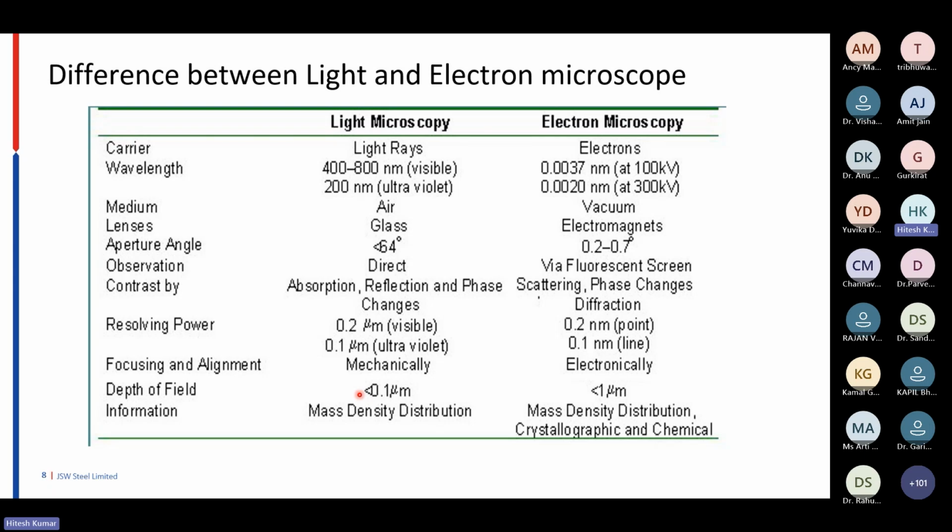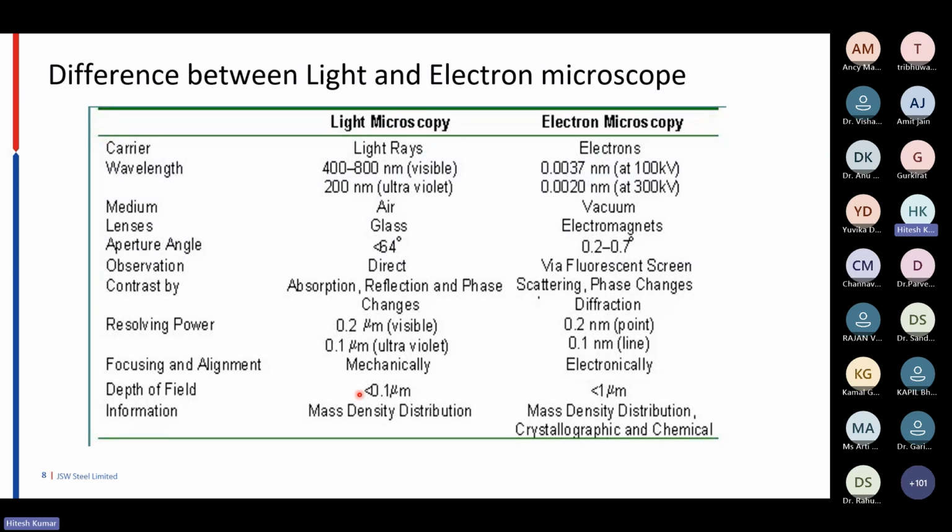Another main difference between light microscopy and electron microscopy is how we align the electromagnetic lens or the glass lens. In light microscopy, we align with the help of mechanical alignment. But in electron microscopy, you have to do all this electronically, because you are aligning fine electron beams. That cannot be done mechanically. For that, you need electromagnetic lenses.